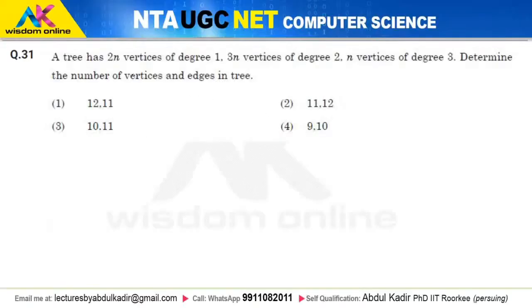Let's see this question. A tree has 2n vertices of degree 1, 3n vertices of degree 2, and n vertices of degree 3. Determine the number of vertices and edges in the tree.